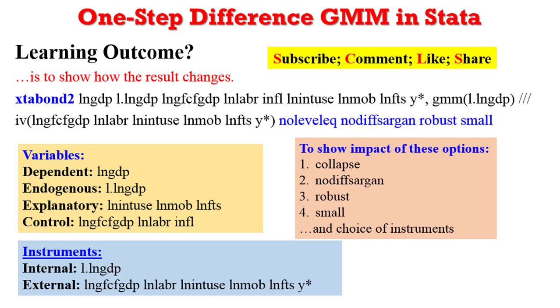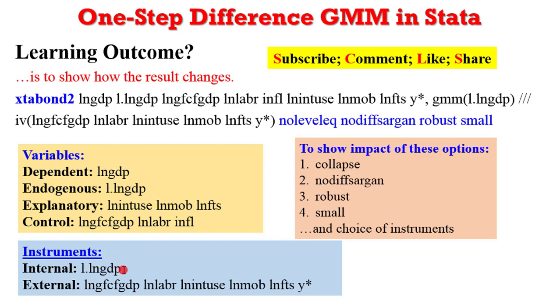What will be the learning outcome in this tutorial? I'm going to show you how your results can change as you change these options during your estimation procedure, and I will also show you how your results can change when you modify your instrument set. These are the variables I'll be using. The dependent variable is the log of GDP. The endogenous variable is a lag of the log of GDP. These are my explanatory variables, 3 of them, and I have 3 control variables.